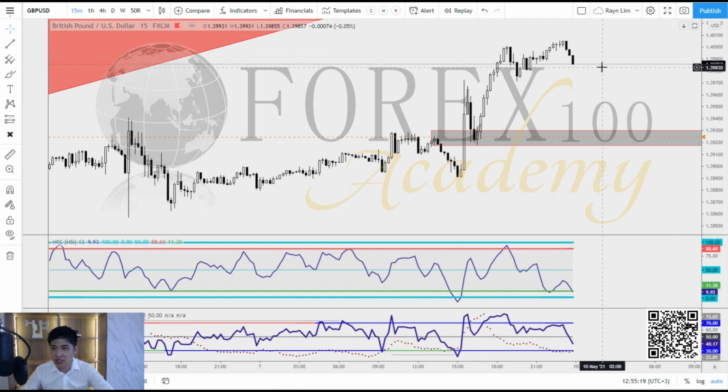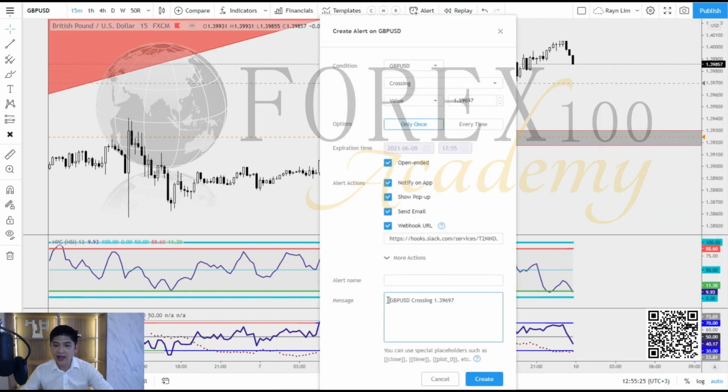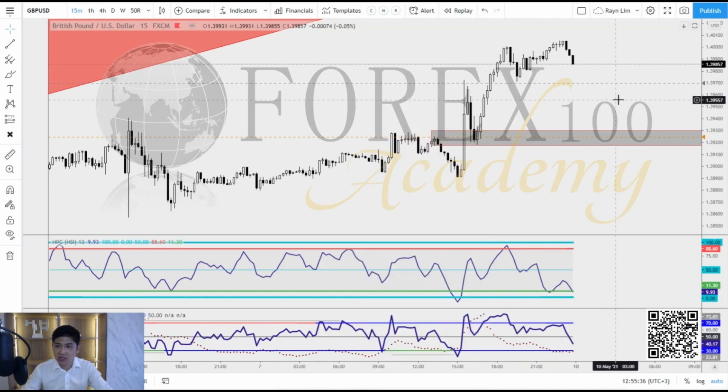Wait for a shorting opportunity then. Alright, so of course I can set an alert over here. Okay, and that will help me not be stuck in front of the computer the entire day just to wait for a break and close below. Alright, so that's one way.